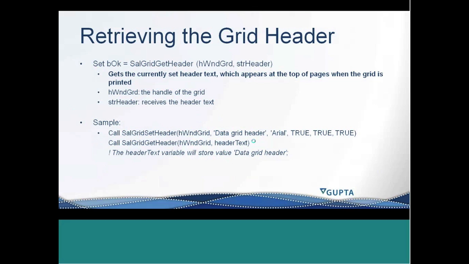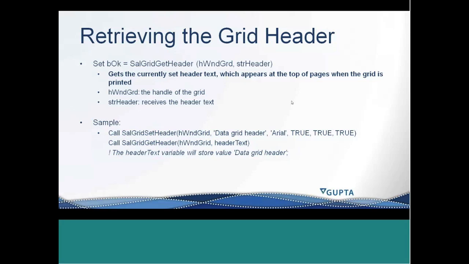I can also get the header that was specified. So get the current header text, which appears at the top of the pages when the grid is printed. It only takes 2 parameters, the handle of the grid and the string which will receive the header text. So in my example here, SalGrid set header, the handle of the grid, data grid header is the text. When I call SalGrid get header, this text data grid header will show in my header text receive variable here.